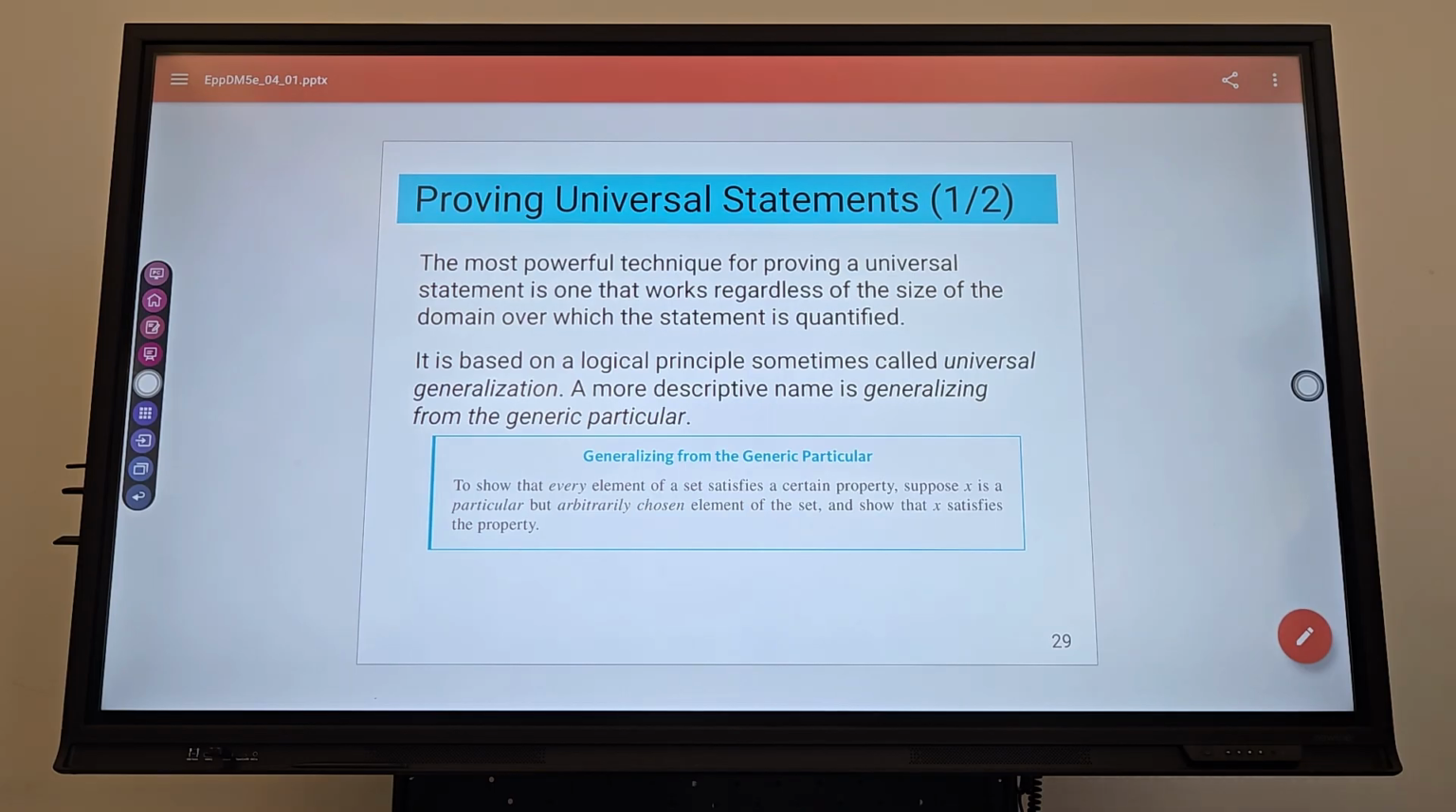Now, the most powerful technique for proving a universal statement is one that works regardless of the size of the domain over which the statement is quantified. It is based on a logical principle, sometimes called universal generalization, with a descriptive name being more like generalizing from the generic particular. That means to show that every element of a set satisfies a certain property, suppose x is a particular but arbitrarily chosen element of the set, and show that x satisfies the property.